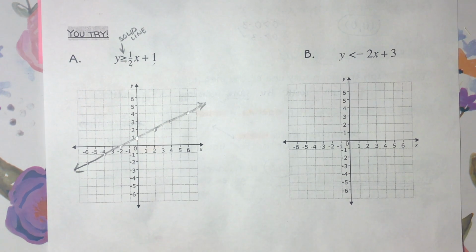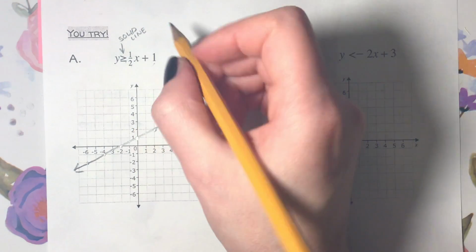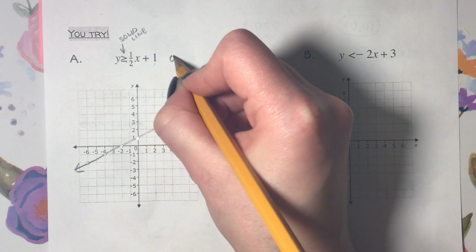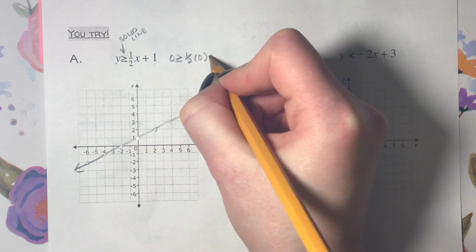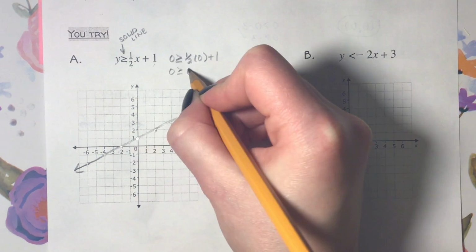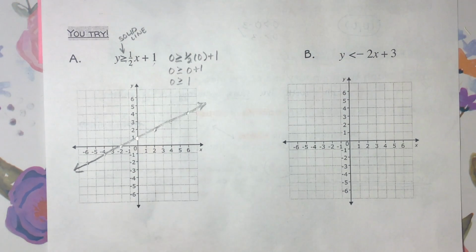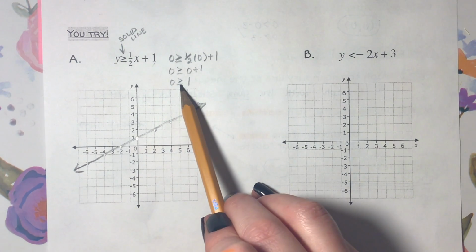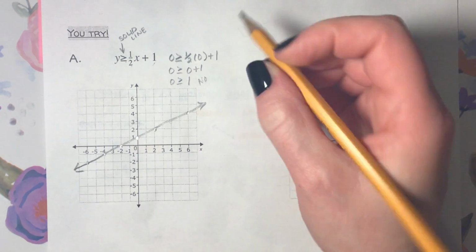And all of that you've already done. The new part is figuring out where to shade. So I'm going to test my point 0, 0. I'm going to have 0 is greater than or equal to 1/2 times 0 plus 1. 0 is greater than or equal to 0 plus 1. 0 is greater than or equal to 1. Okay, ask yourself, is 0 greater than or equal to 1? No. No, it is not.